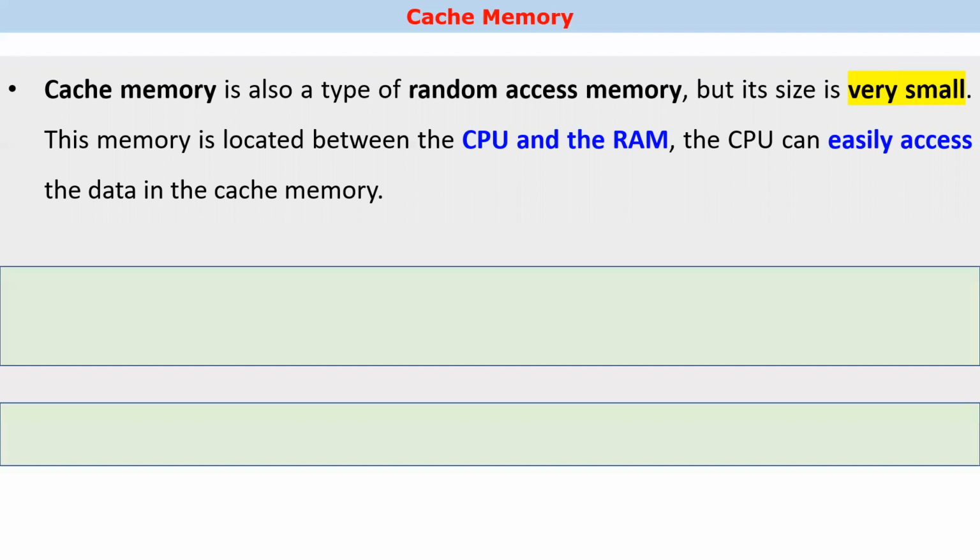Cache memory is normally located between, as we already identified earlier, the CPU and RAM. But in the latest computers, sometimes the cache memory is also available inside the CPU.